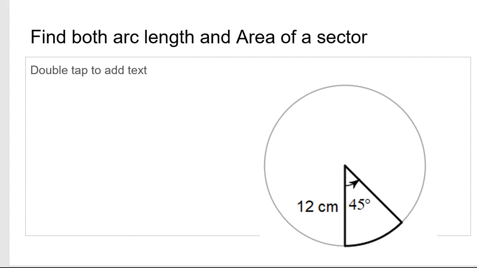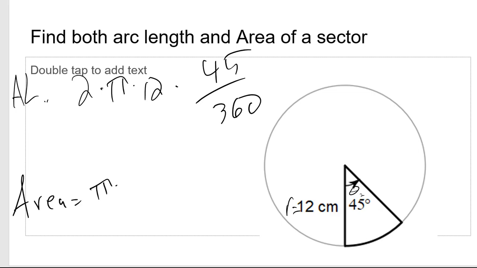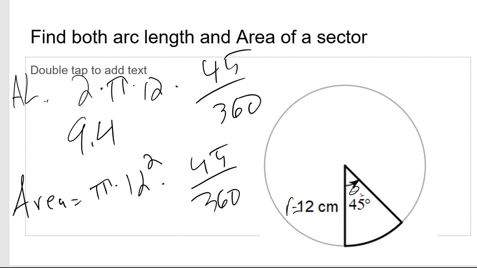Alright, last problem, we'll do the same thing. Radius is here, central angle is here, so arc length is 2 times pi times r. Oops, we don't need to put r because we know r is 12, times 45 over 360. Area is pi times 12 squared times 45 over 360. Use our calculator. 2 times pi times 12 times 45 divided by 360. I'm going to get about 9.4 centimeters.